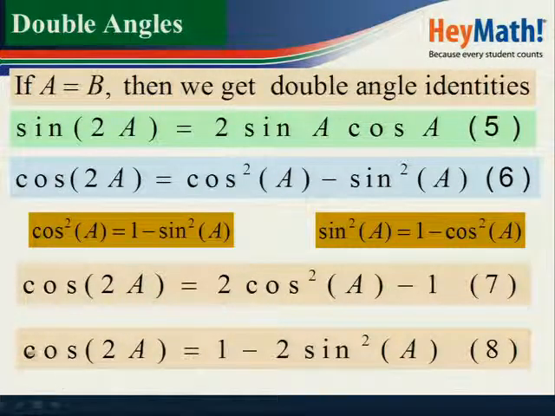Those are the three double angle identities for cos. Cos 2A can be expressed as cos squared A minus sin squared A, or cos 2A can be expressed as 2 cos squared A minus 1, or cos 2A can also be expressed as 1 minus 2 sin squared A.